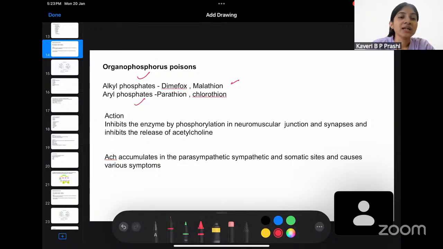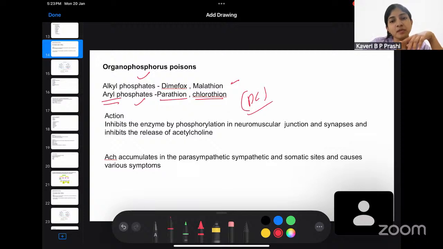So coming to alkyl phosphates, you have demifox and malathion. Coming to aryl phosphates, remember parathion and chlorothion. Easy, no? They are the rhyming words. Parathion, chlorothion, PC. Okay. Next, coming to the action, it inhibits the enzyme by phosphorylation in the neuromuscular junction and synapses, and inhibits the release of acetylcholine. This is how it is going to bring in the action.